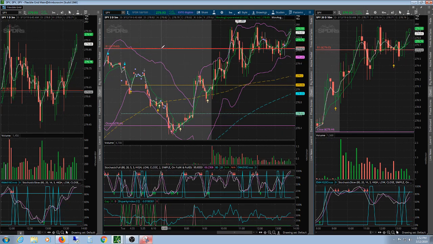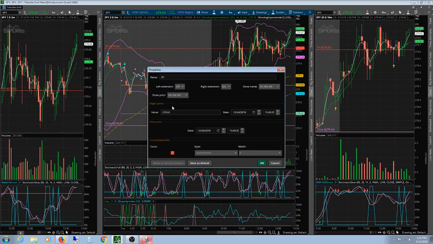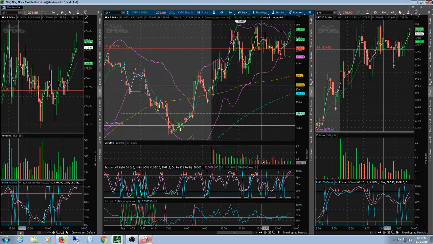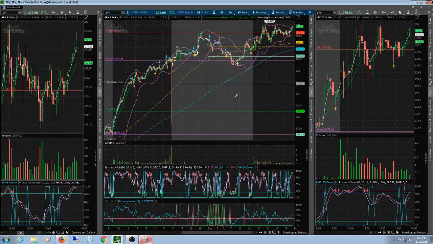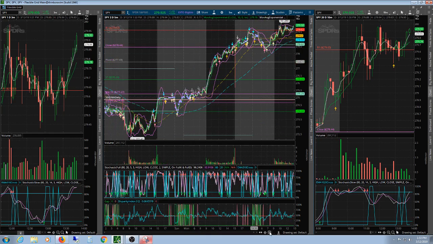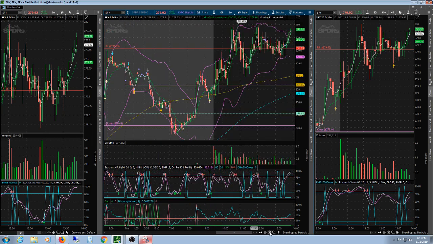I don't delete these at the end of the day. These will stay on here. Tomorrow morning, I'll just move them. Whatever the level's at, edit properties, come down here, hit whatever price, hit OK, and it moves it to where I need it to go. I have them down for all 7 levels of the pivot points in my pivot: 3 support levels, 3 resistance levels. I do that every morning, and they stay there all day till the next morning.